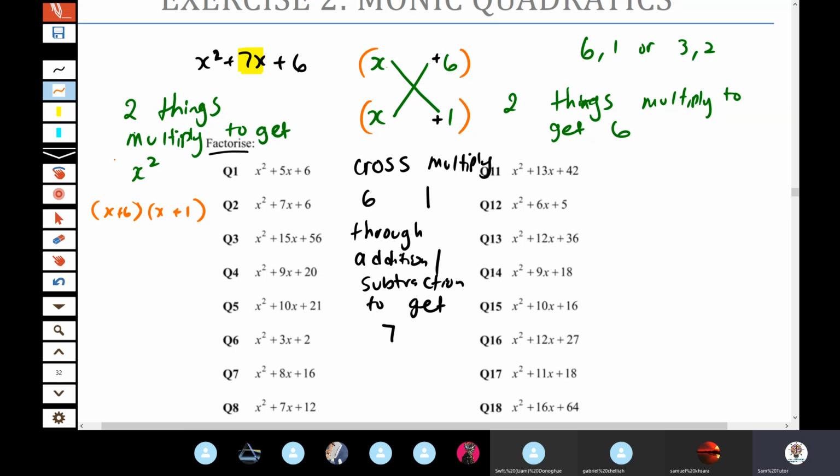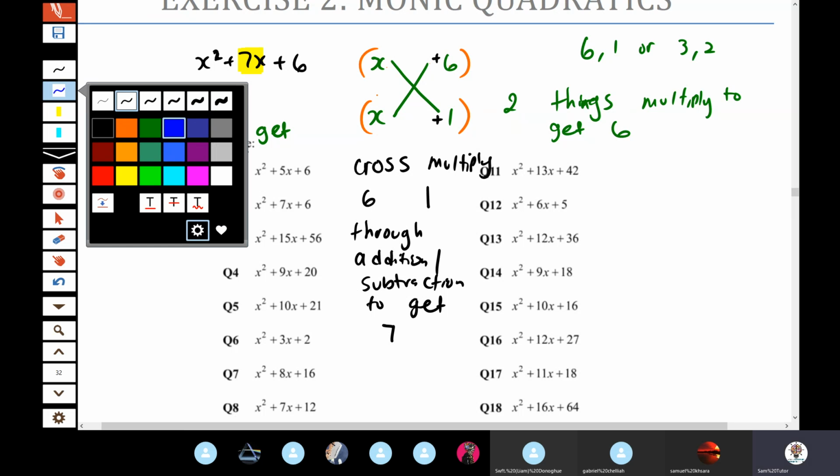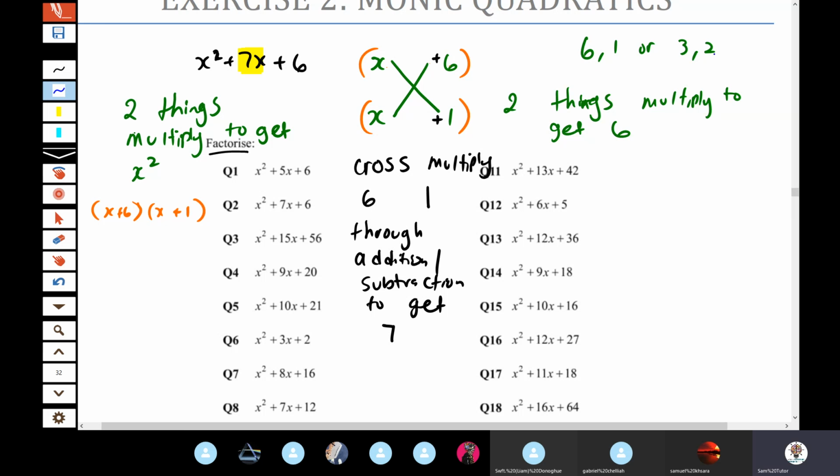All right, let's do it again. I want to make a point before I do the next one. What if I chose 3 and 2? So can we go back for a second? And let's try 3 and 2.